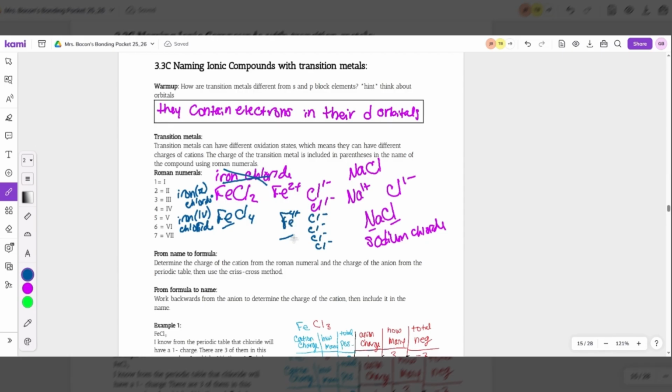So when I'm writing the name of an ionic compound that contains a transition metal, I have to include Roman numerals to tell you what charge the transition metal has. So the Roman numerals I'm including are the charge of the transition metal. And we know they're always positive, so we don't put it as +2, we put it as a Roman numeral.